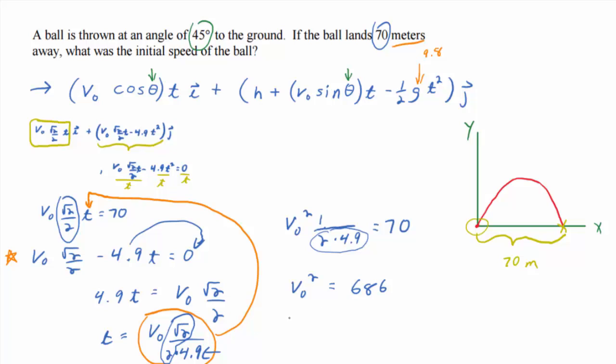Take the square root of both sides. When I run it through my calculator, I'm getting 26.19. That's an approximation, in meters per second. Again, if you're not told otherwise, the units will be in meters and seconds in a problem like this. So that's it. I'm going to take this as my answer.